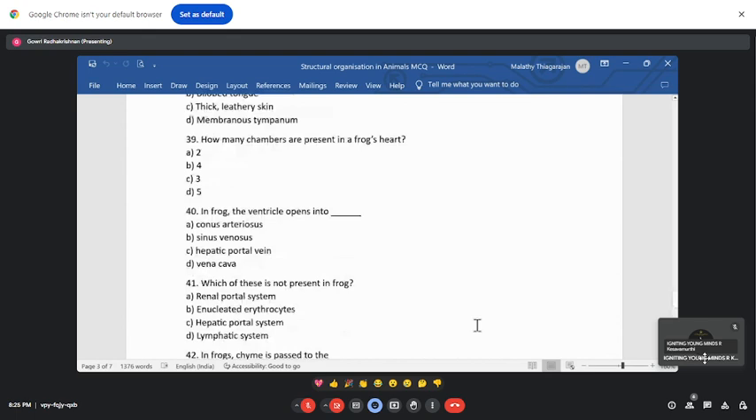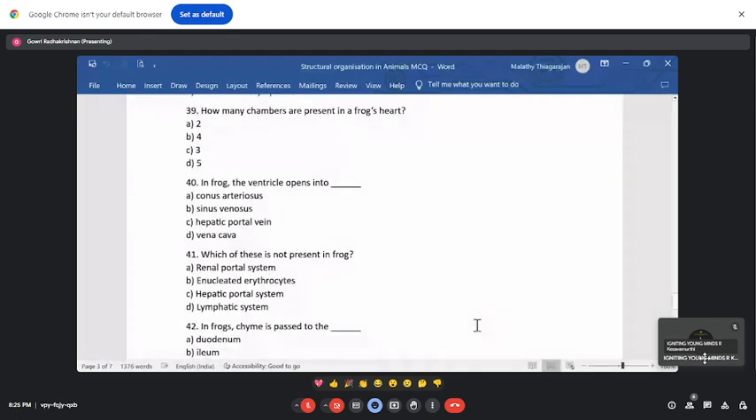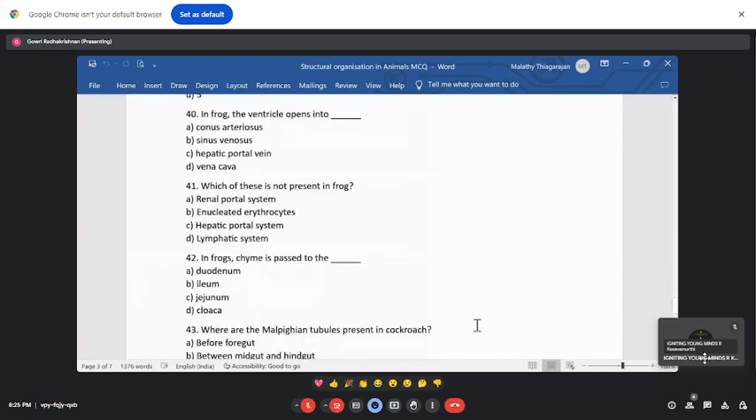All right, 39. How many chambers are present in a frog's heart? 3 chamber. Yes. How many present in human's heart? 4 chamber, ma'am. Yes. In frog, the ventricle opens into what?